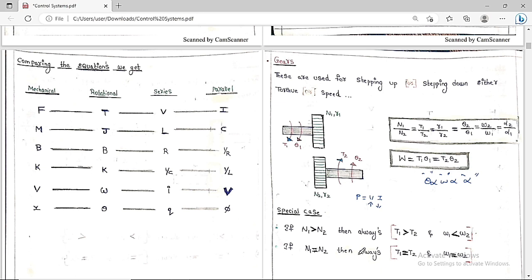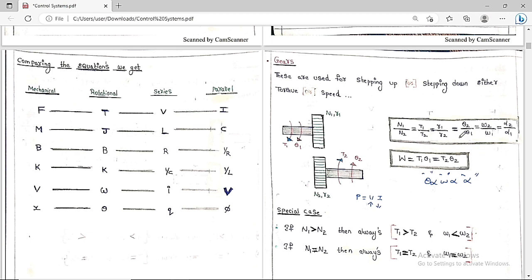Suppose N1 is equal to N2, then what is going to happen? Then always T1 is equal to T2 as well as omega 1 is equal to omega 2. So therefore, if N1 is greater than N2, then T1 is greater than T2 and omega 1 is less than omega 2. If N1 is equal to N2, then T1 is equal to T2 and theta 1 is also equal to theta 2. You can get this clearly from the equation: T1 is equal to T2 as well as omega 2 is equal to omega 1. We can get this relation.